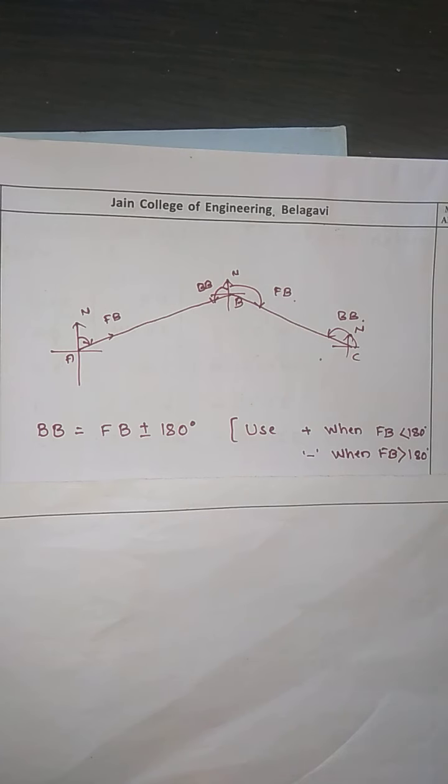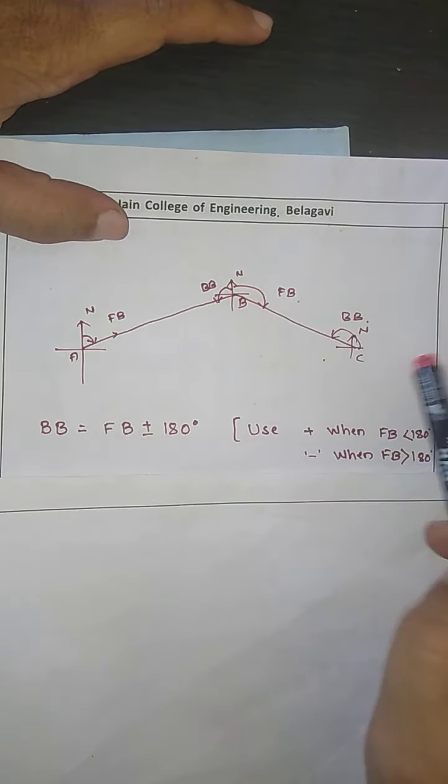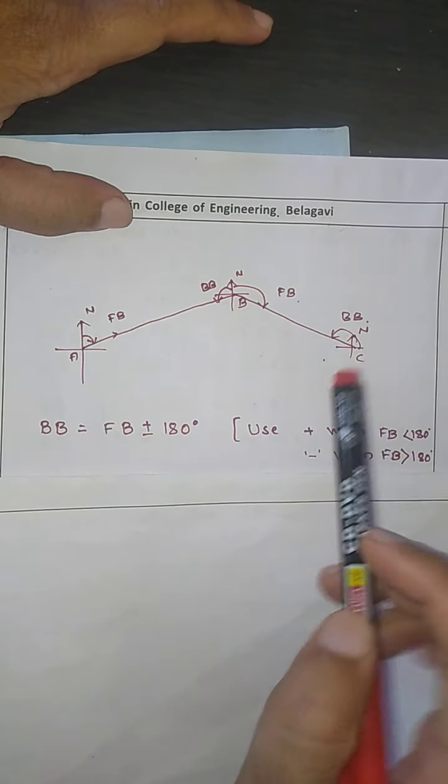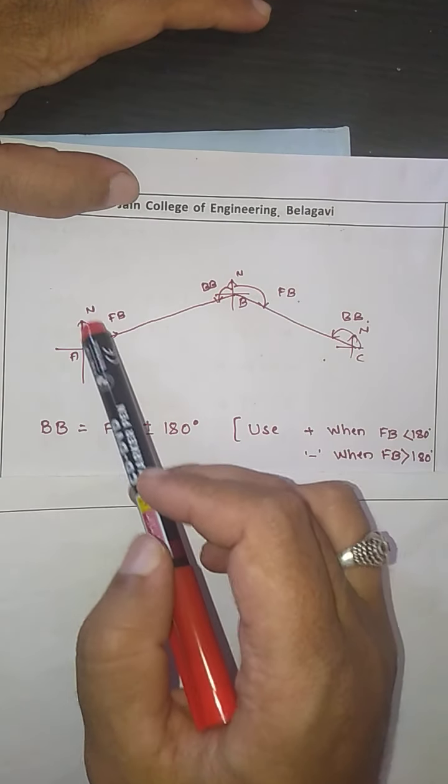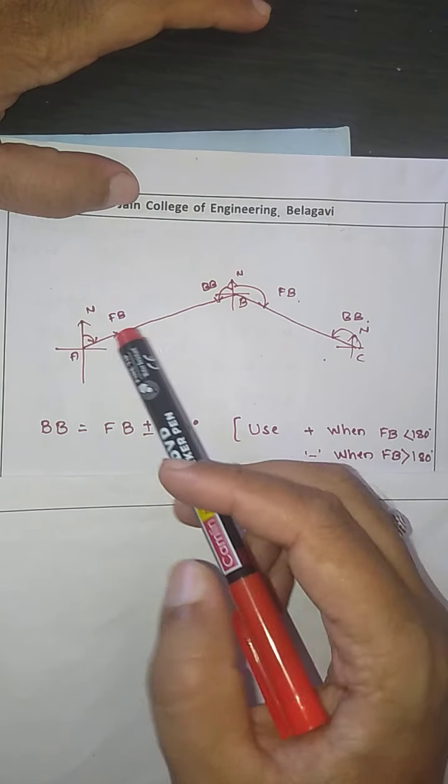Before seeing how we can get the back bearing if we know the forebearing, we will revise what forebearing and back bearing are. ABC is an open traverse, with the north direction shown. The forebearing is taken with respect to the north.